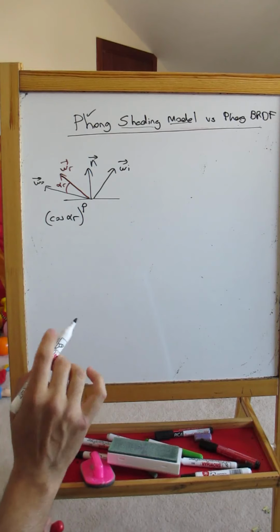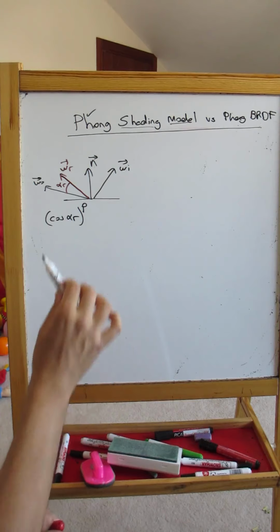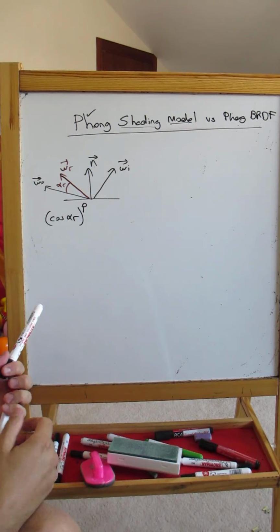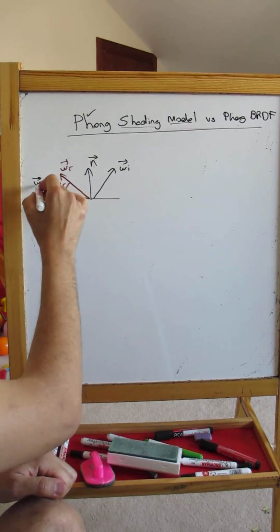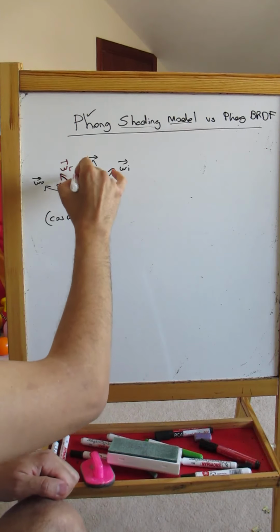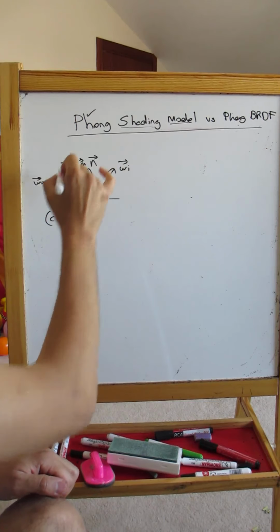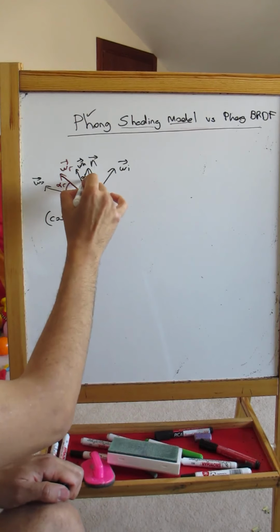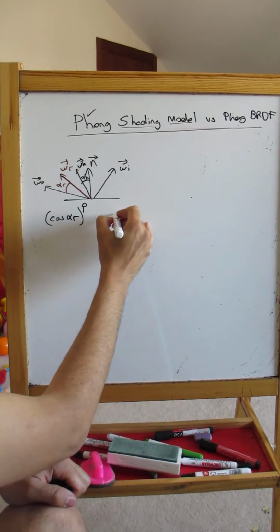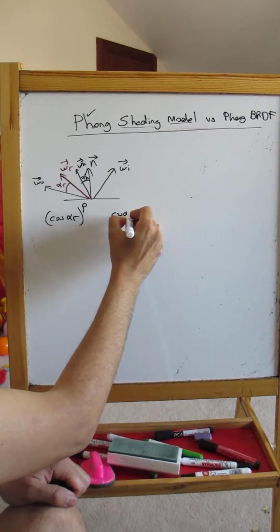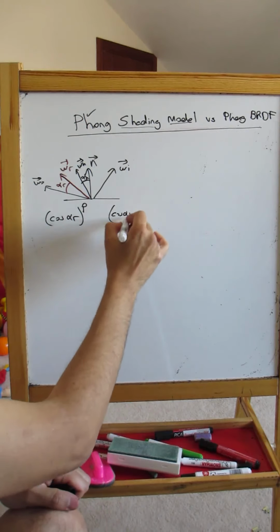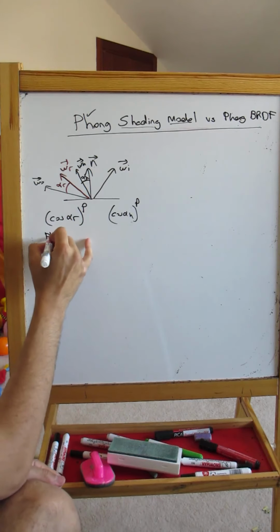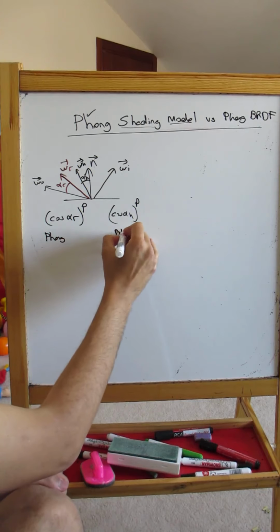Now in Blinn-Phong we were doing something different. In Blinn-Phong, you compute the half angle between wO and wI. So let's say this is wH, and then you use this angle, let's call it alpha H. In Blinn-Phong we use cosine alpha H to some power, the Phong exponent. So this was Phong and this was Blinn-Phong.